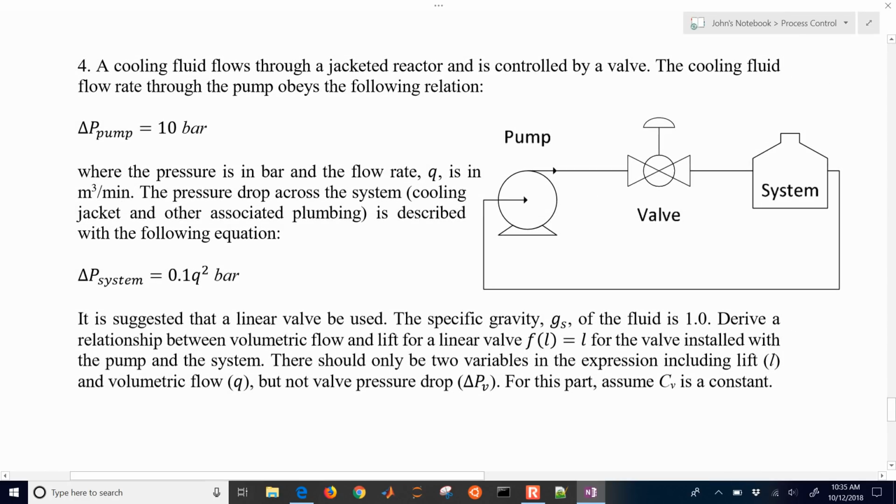Here we have a valve problem. We're trying to size a valve and determine its characteristics as an installed valve in the system and a pump. So we have a cool fluid flowing through a jacketed reactor. That's our system, and it's controlled by a valve. The cooling fluid rate is through a pump, and it obeys the following relationship. So this pump always produces 10 bar of head.